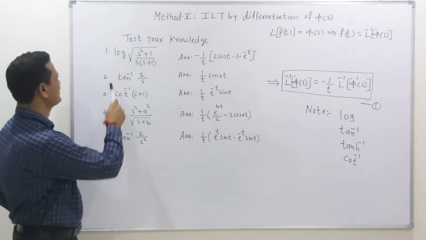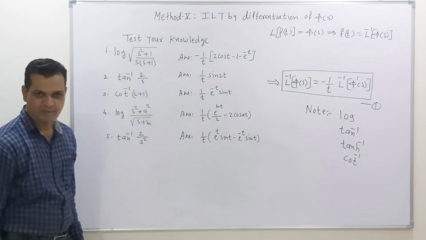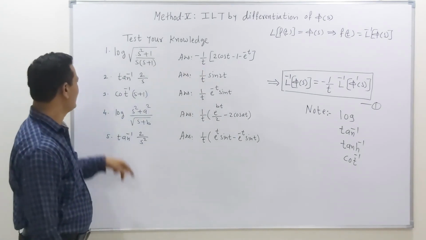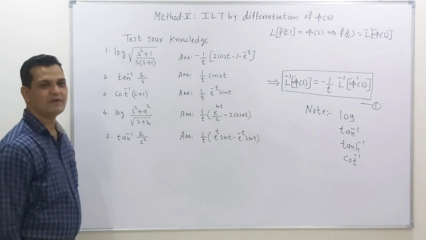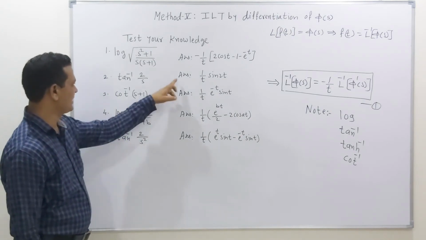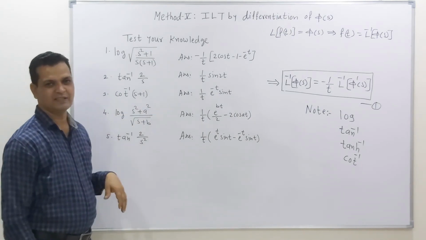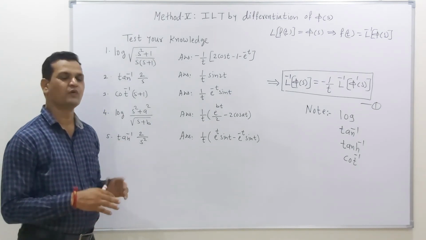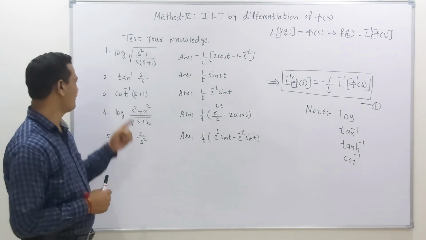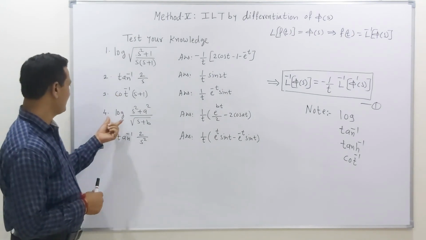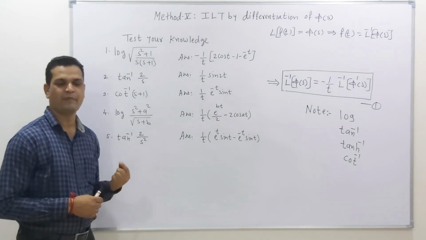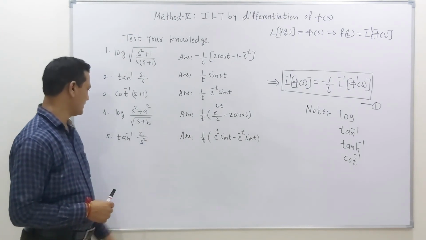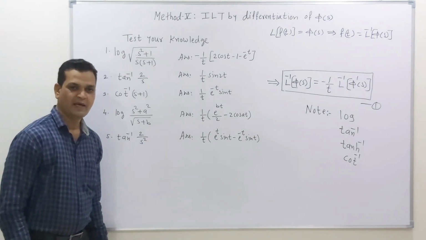First example is log of root of (s square plus 1) upon s into (s plus 1). The answer is given here. Second example is tan inverse 2 by s. Again the answer is given. Then cot inverse, which is the same as the tan term, so only take the derivative of the cot inverse term. Then log of (s square plus a square) upon root of (s plus b). The answer is given. And the last example is tan inverse 2 upon s square.